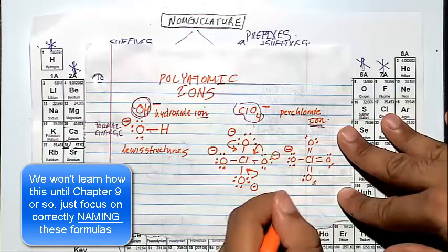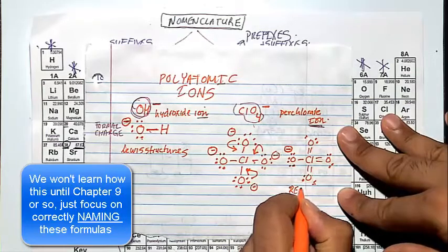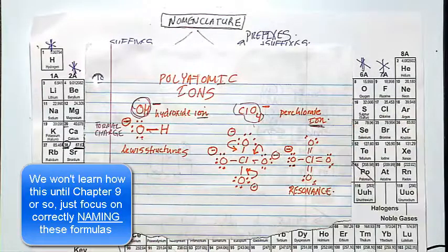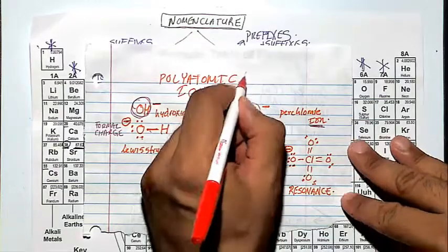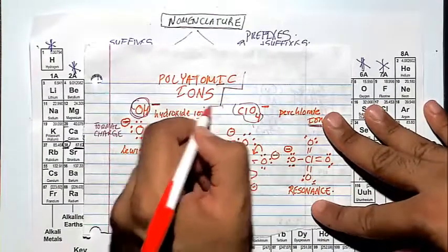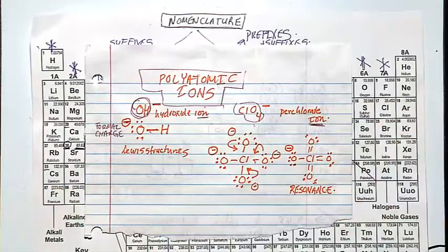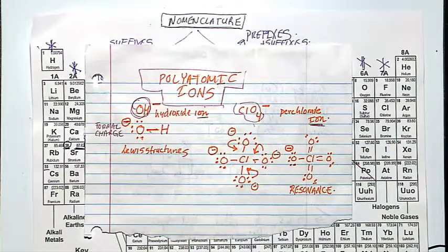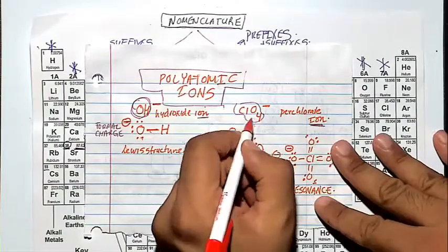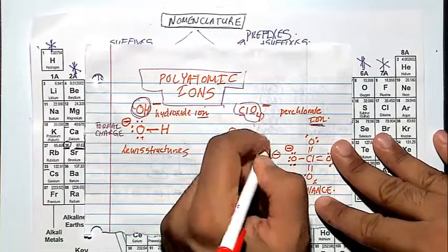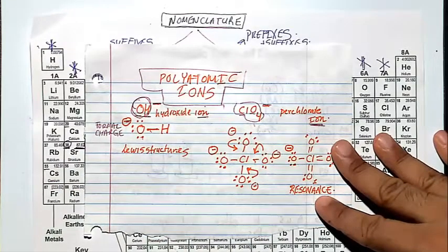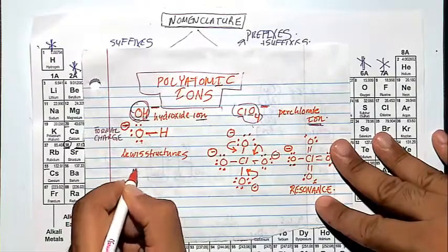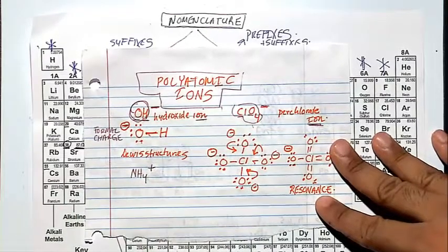So the perchlorate ion has what's called resonance, and this is stuff that you're going to be learning in chapter 9, actually mostly chapter 10, the last part of the course. But for now, because we're talking about nomenclature, it's very important that you know polyatomic ions. So, nonmetal with a nonmetal, but the whole thing has a charge. You can also have plus charges. So NH4 plus is the ammonium ion.